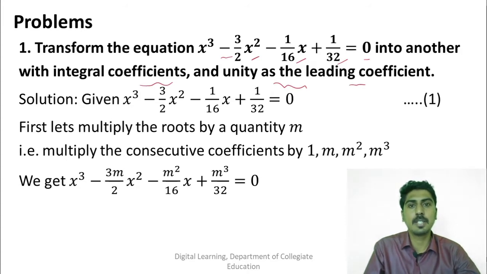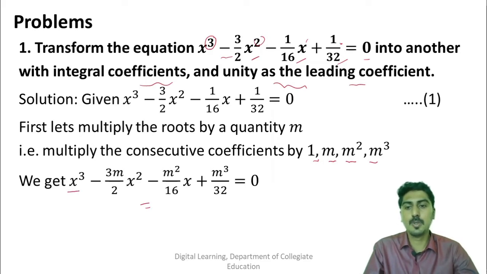Observe that the given equation is complete, that is, it contains all the powers from 3 to 0, that is 3, 2, 1 and 0. So I multiply the consecutive coefficients by 1, m square and m cube. I get the transformed equation as x cube minus 3m by 2 x square minus m square by 16x plus m cube by 32 equal to 0. Now let us choose a value for m for which these two things happen.